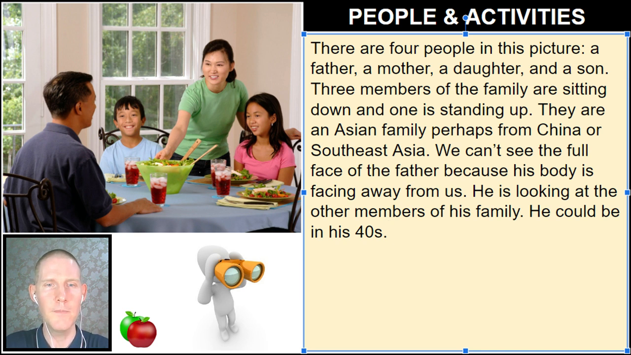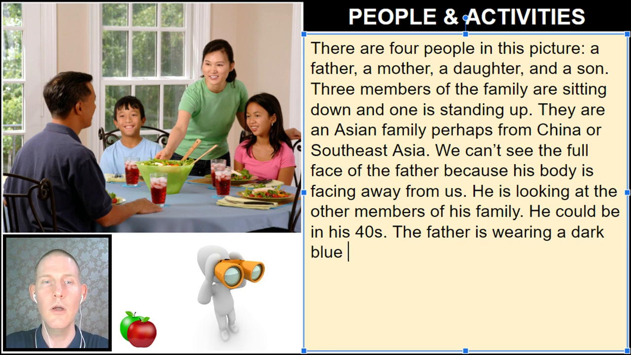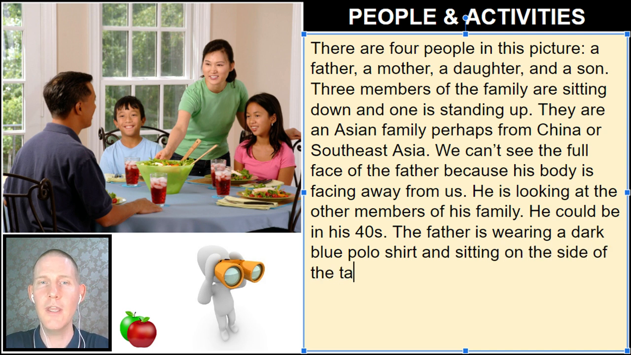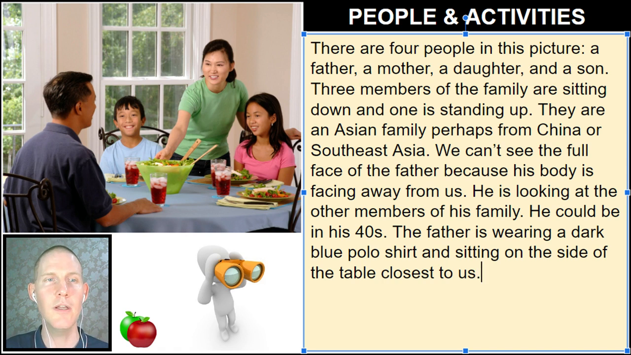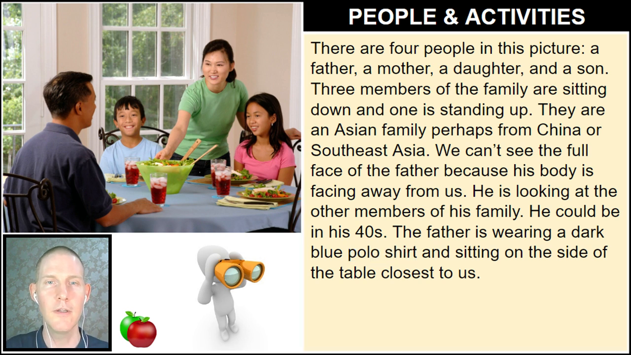All right, let's see. The father is wearing a dark blue polo shirt and sitting on the side of the table closest to us, right? So where he's sitting right now, or he's seated, he's closest to us. If we were standing here where the photographer is, we would say the father is closest to us. And a blue polo shirt. All right, let's take a look. What is a polo shirt? All right, it's similar to a t-shirt, but it's different enough to have a different name.